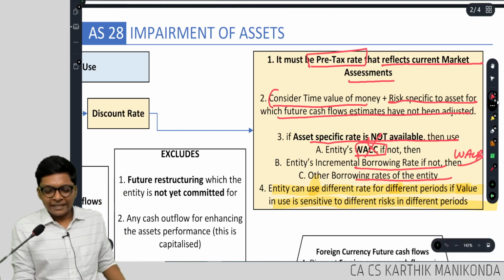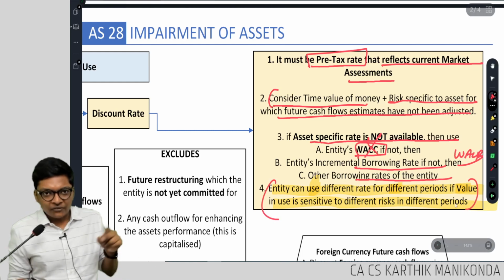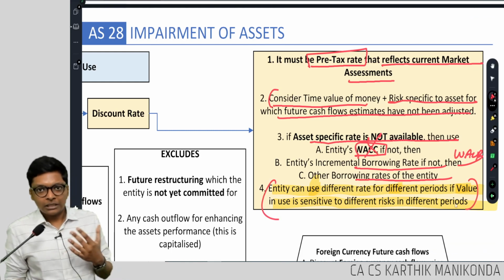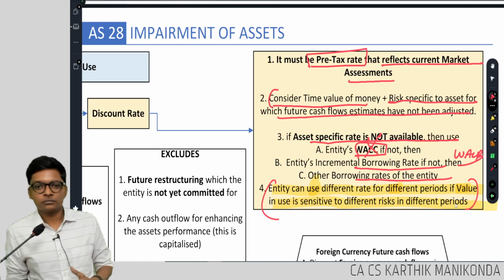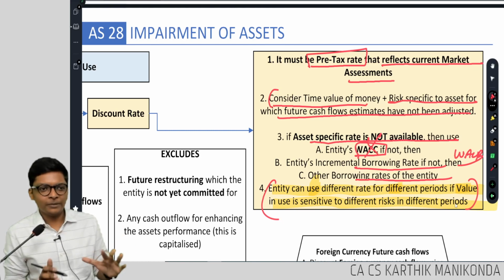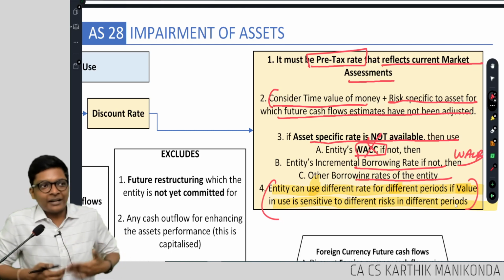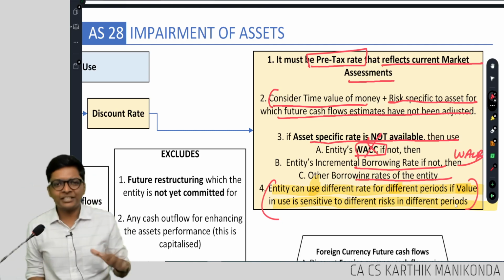Don't expect the complication of an entity using different rates for different periods. That sum is not there in the final also. So it's a theory concept. Just tell yes, can I use different rates for different periods? Yes, understood logic. Got it.